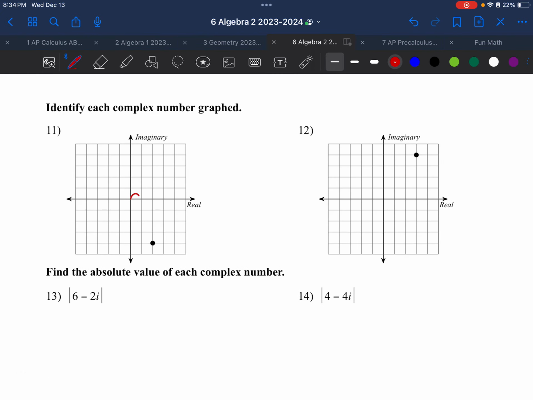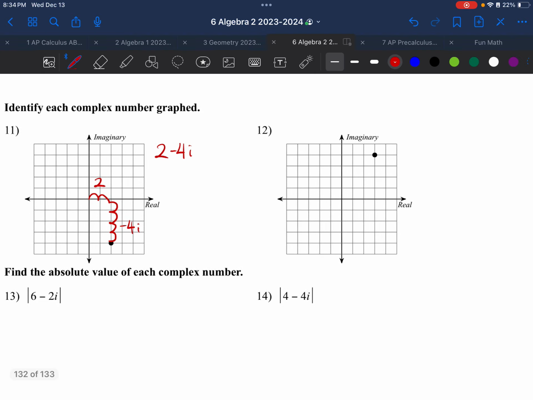Notice in this case I've gone right 2, and then down 1, 2, 3, 4, down 4, and whenever we're going up or down, that is on the imaginary axis, meaning I'm going down 4i, and I put those together to get 2 minus 4i. In number 12, I'm going right 3, 1, 2, 3, so that's going to be a positive 3, and I'm going up 1, 2, 3, 4 for a 4i.